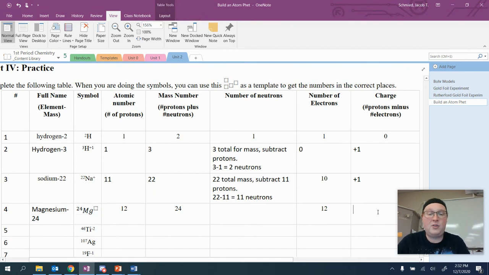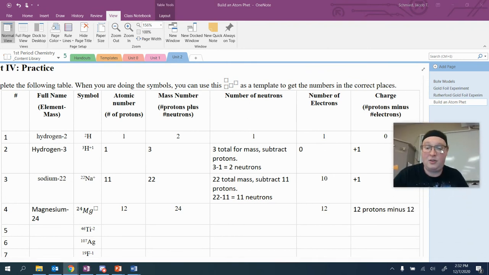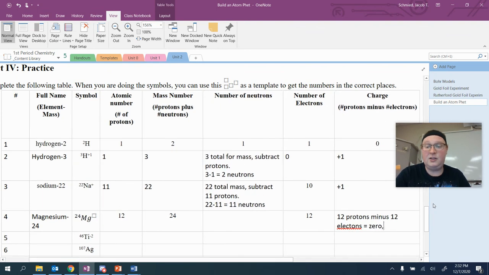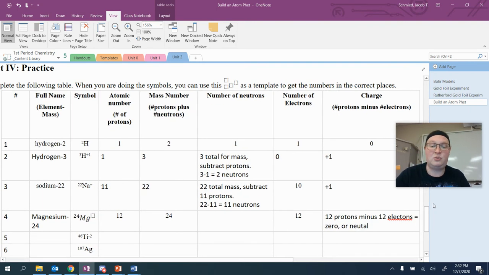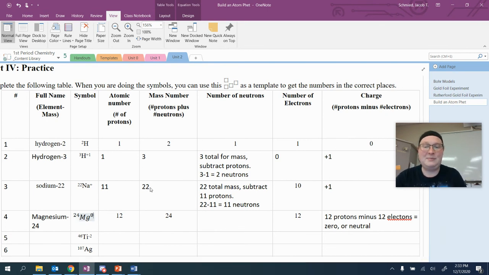For the charge here, though, that's the last box I have to fill out. For the charge, I know that is going to be protons minus electrons. In this case, that is going to be 12 protons minus 12 electrons for a charge of 0, or neutral is a lot of times what we'll call that. Okay, so I know that my charge is 0. You don't have to put anything in that top right-hand box if the charge is 0. You could put a 0 there, but a lot of times chemists just straight up leave that blank. So if there is no charge, we don't have to put anything in that box.